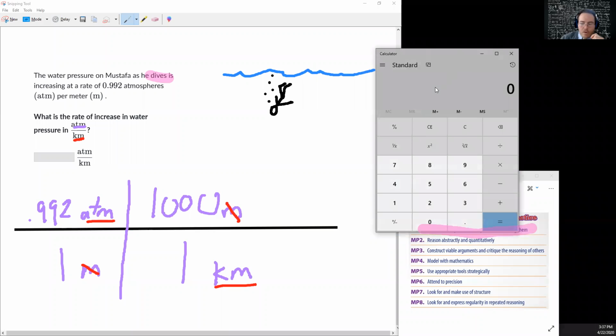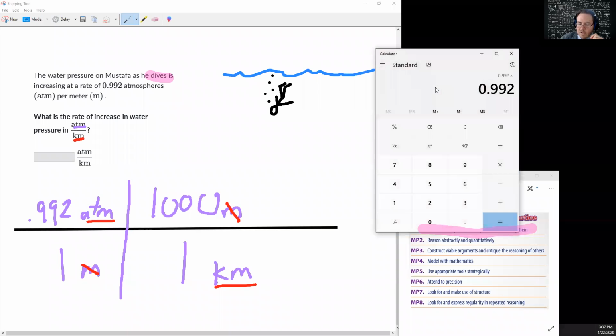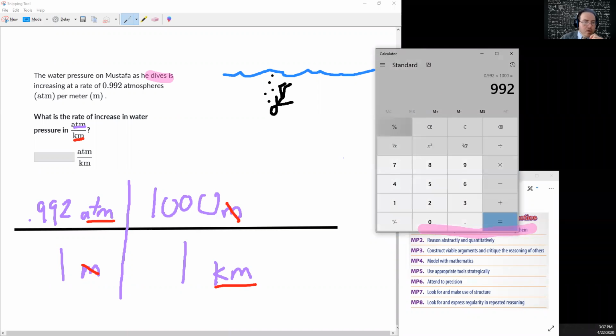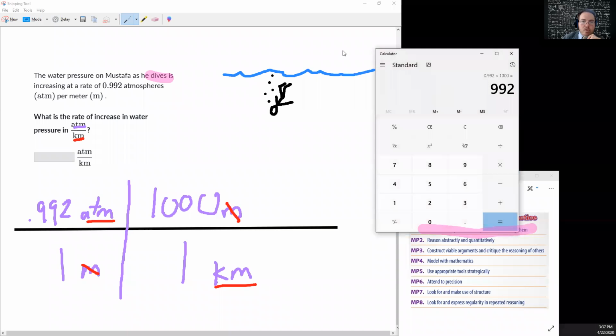Okay, so what is 992 thousandths times 1,000? Oh, I could have done that in my head. Silly me. So 992 atmospheres per kilometer is the correct answer. So that's the amount of pressure he's gaining. I mean, it doesn't change. It's the same, but we're looking at it with different units. So that's dimensional analysis to keep track of your units and making sure your conversions are correct.